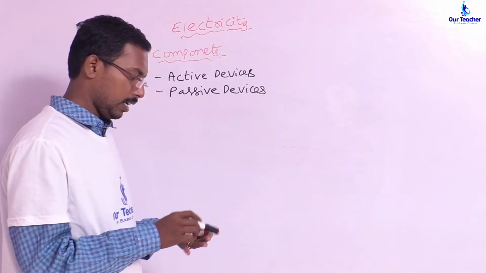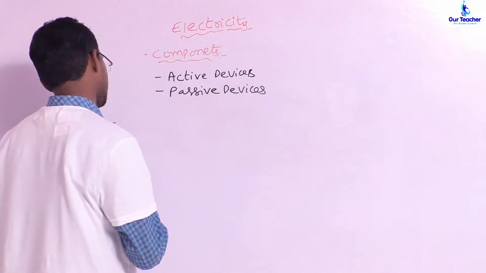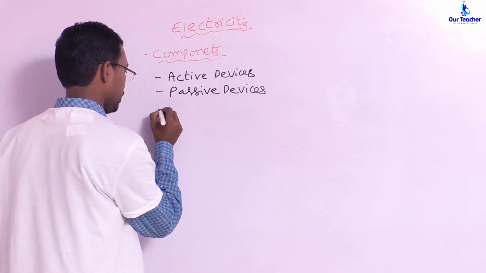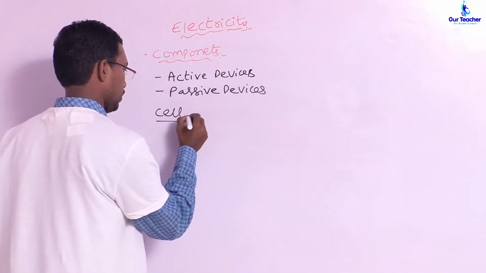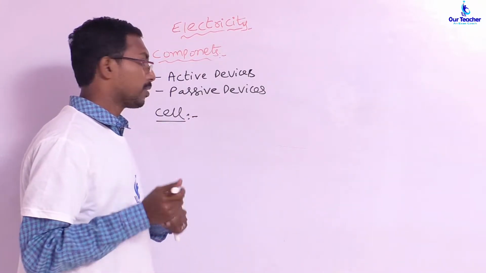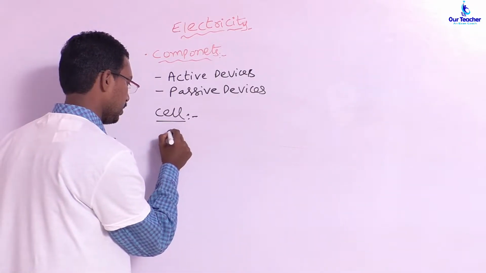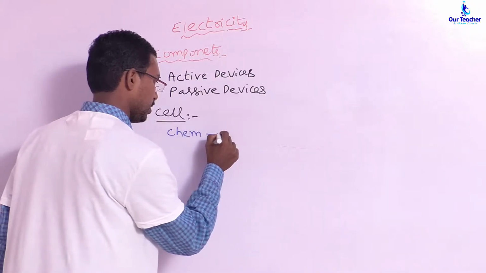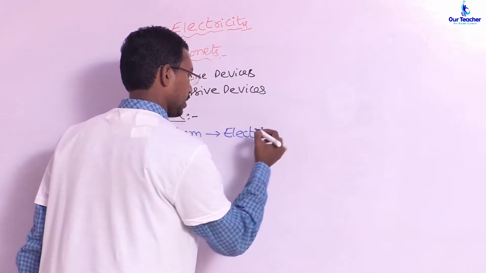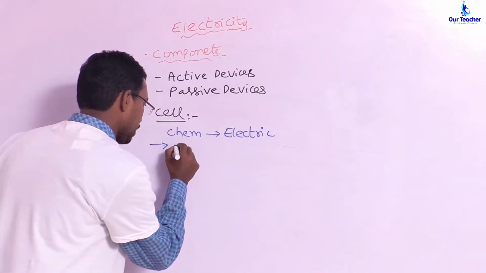First one, we will deal with the electric cell. First topic is the electric cell, or simply cell. The concept of a cell is nothing but a chemical component or a chemical device. A cell is a component which will convert chemical energy into electric energy.